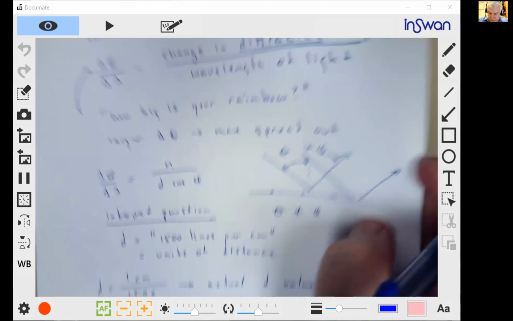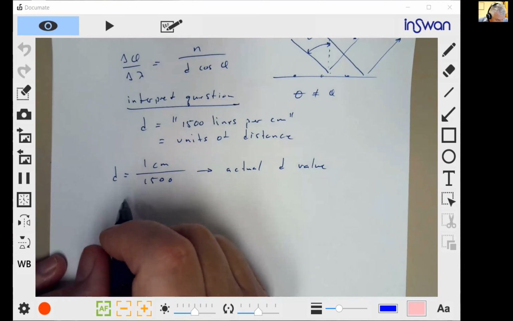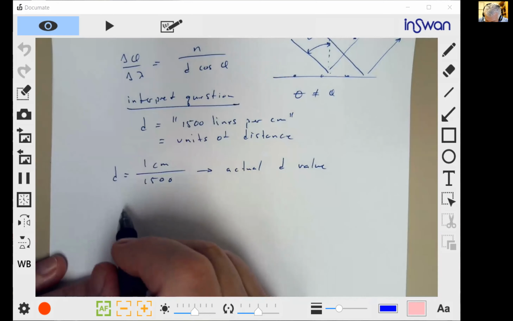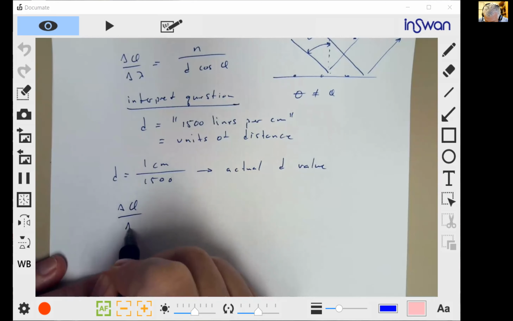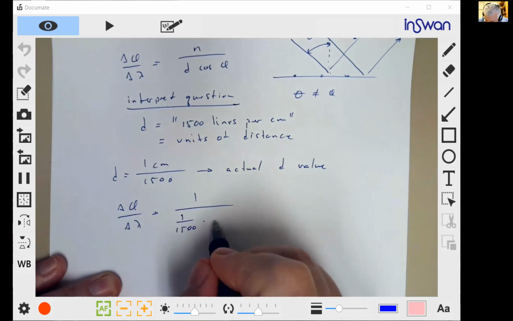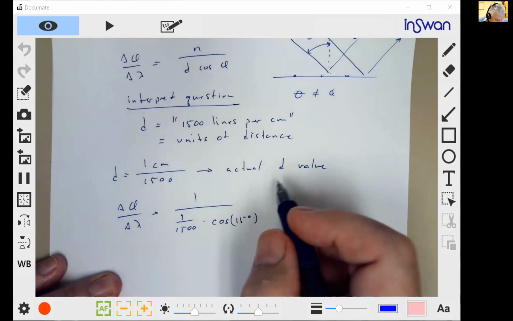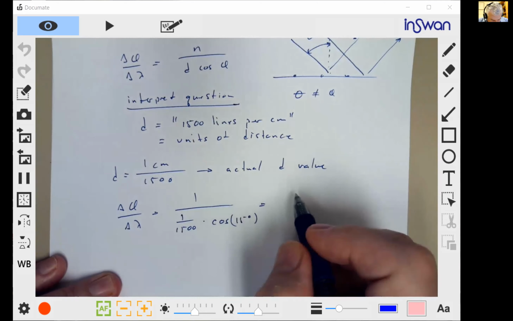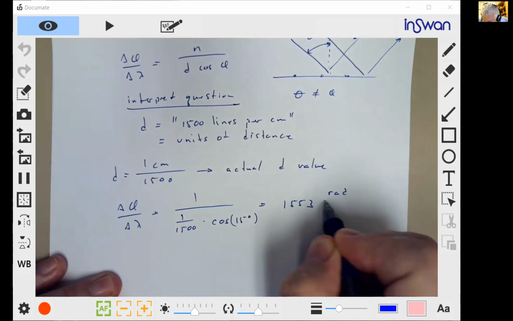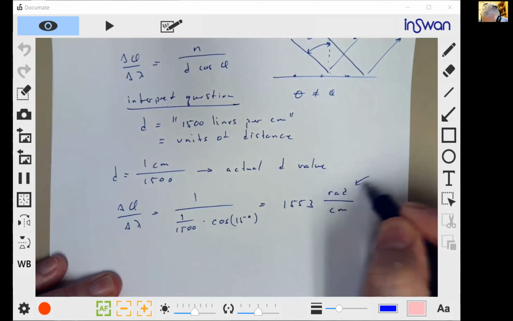And then there's another trick in this one. If you plug in that value, you get delta phi over delta lambda equal to 1 over 1500 times, say, cosine of 15 degrees or whatever. Then this comes out to, say, 1553 radians per centimeter. And the key is understanding the natural unit that this comes out with.